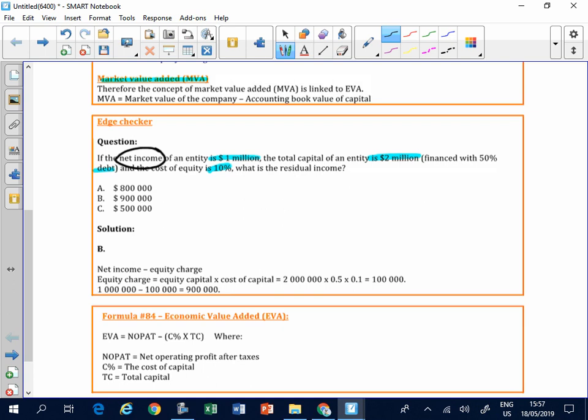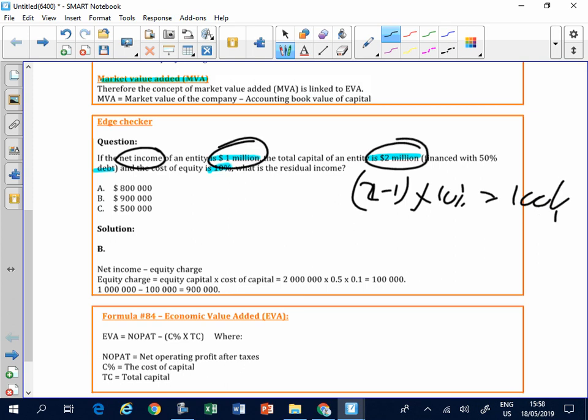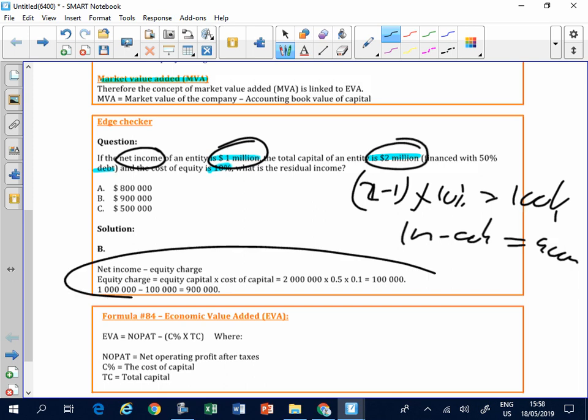Okay, second thing is total capital 2 million, 50/50 financed. In other words, 1 million is the equity. It's not 2 million, it's 50% funded. And we know the cost of equity is 10%, so let's go through this. The charge is 1 million, because that's the equity, times 10%, which is equal to 100,000. The net income was 1 million, so 1 million minus 100K is equal to 900K residual income. That's what it should tell you there.